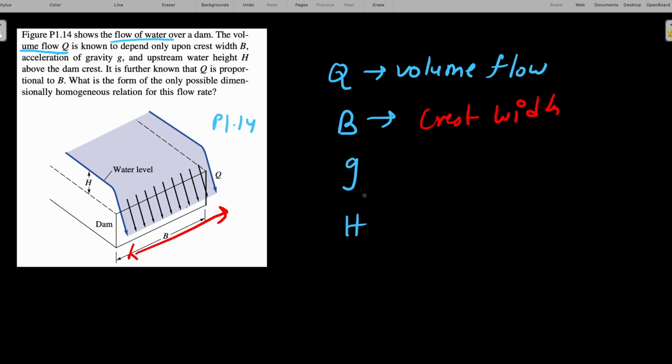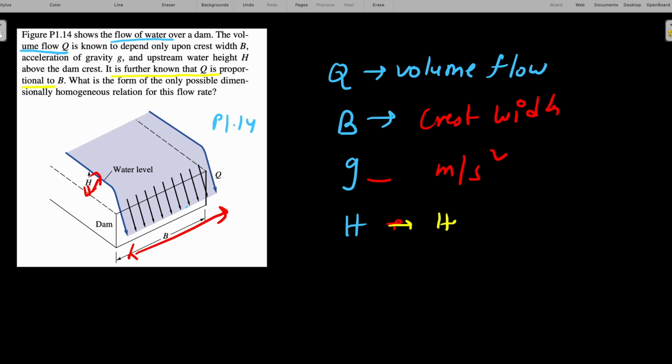Okay, and they gave g, the acceleration due to gravity, as we all know. H is the height of the dam crest, and b is the width of the dam crest. And they have also given that it is further known that Q is proportional to b. So this is very important.